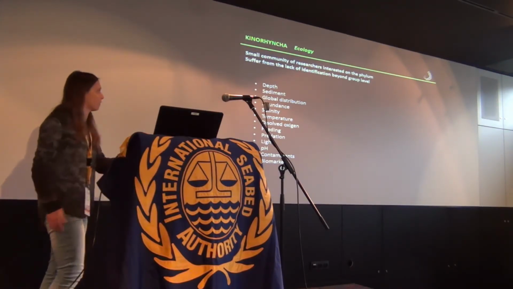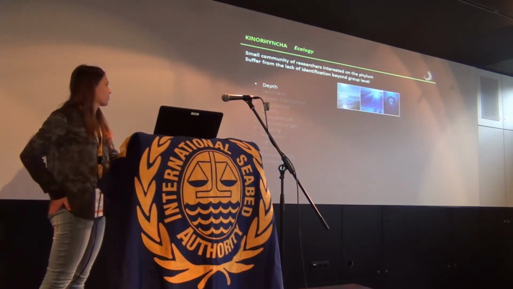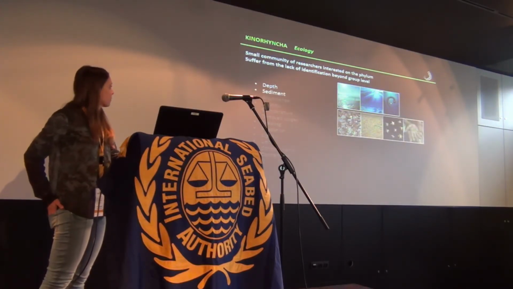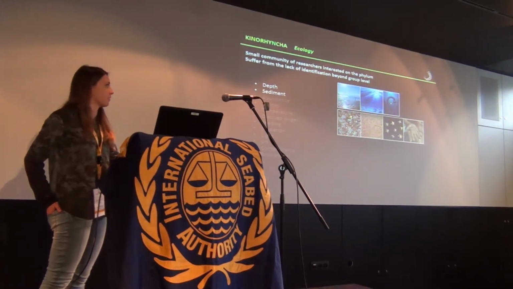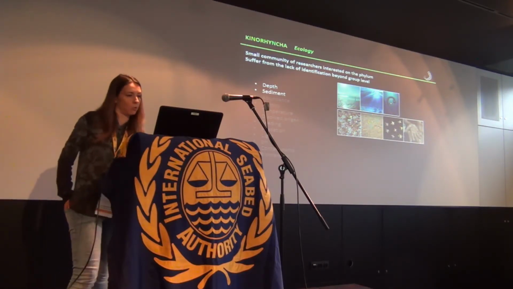But we know something about the ecology. We have some data about depth. We know that chinorrhins may appear from the intertidal zone to the deep sea. And also we know that we can find chinorrhins in several kinds of sediments, from mud to coarse sand.